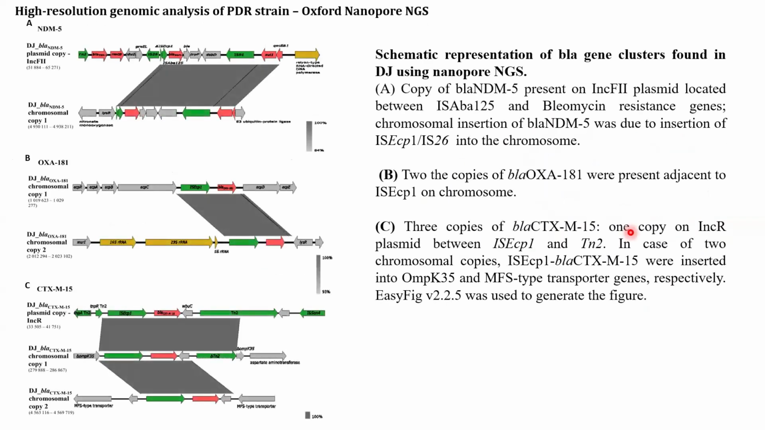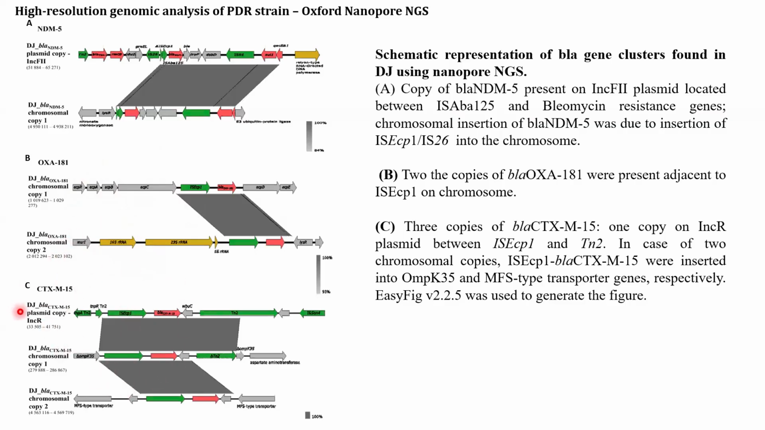Then again, further surprises with our long read data: NDM was present in two copies. You can see one copy is on an IncF2 plasmid, whereas the other copy is on the chromosome. Not only that, OXA181 had both copies present on the chromosome. The short read data was not very confident, and it was not able to tell us whether it is on the plasmid or on the chromosome. Again, it was a few years ago. Now the tools are more refined, and even the short read data gives us a little more confidence than we used to get in those days.